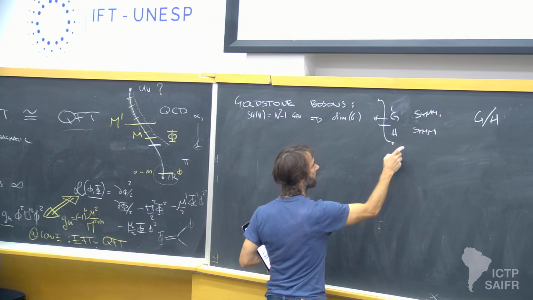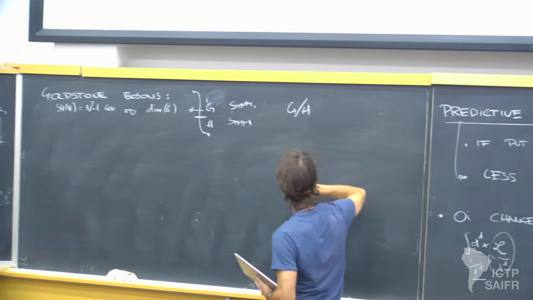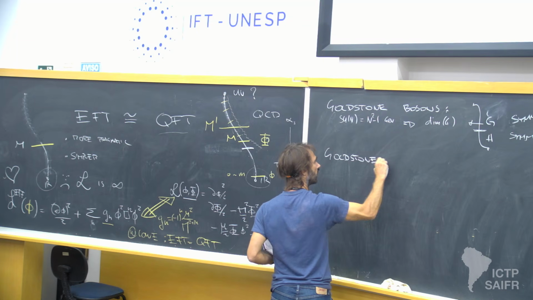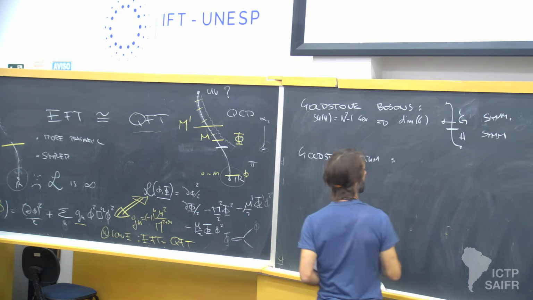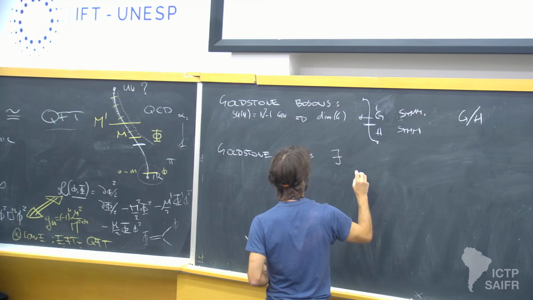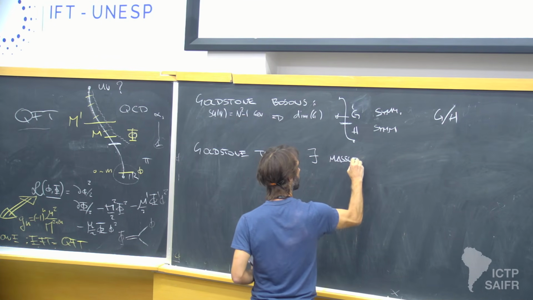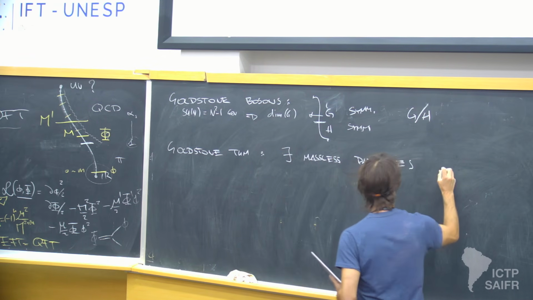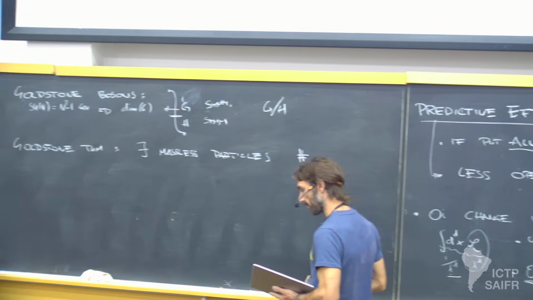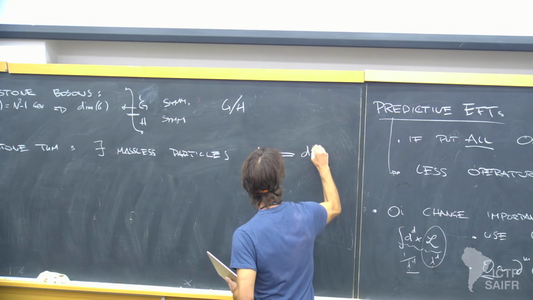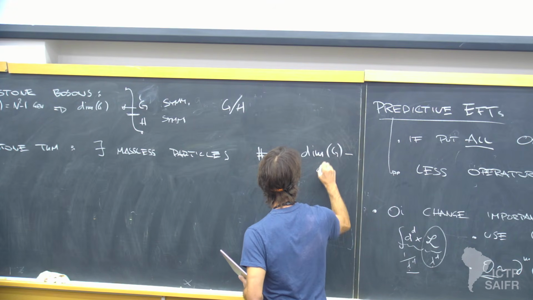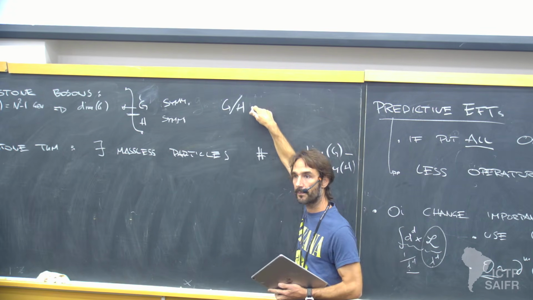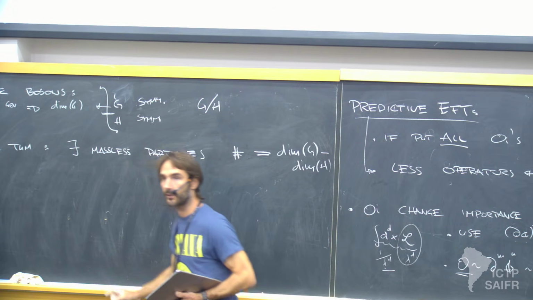And so when the symmetry is broken, Goldstone theorem tells us that there will be massless particles, and their number is given by the dimension of G minus the dimension of H. So for every symmetry that is broken here, you could have a massless particle.